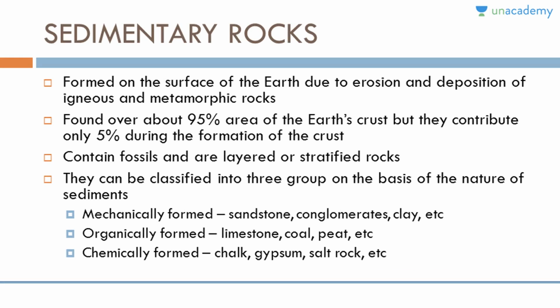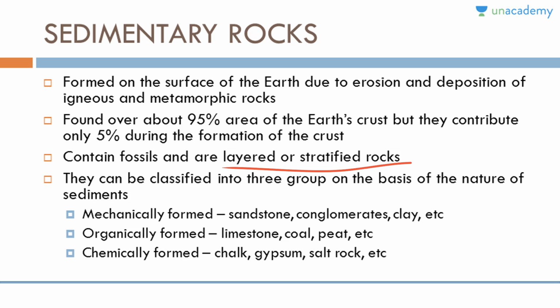The next type of rocks are the sedimentary rocks, which are formed on the surface of the earth due to erosion and deposition of igneous and metamorphic rocks. These rocks are found over about 95% area of the earth's crust, but they contributed only 5% during the formation of the crust. These rocks contain fossils and are layered or stratified rocks. Thus, these rocks also contain rich reserves of petroleum and natural gas.